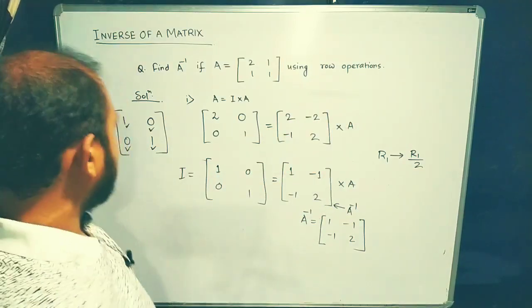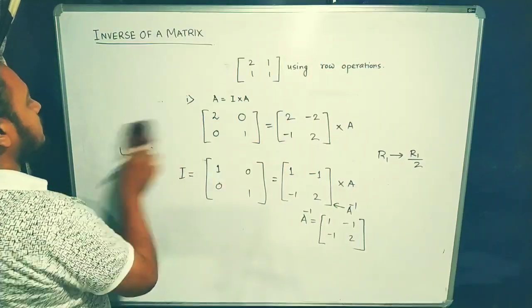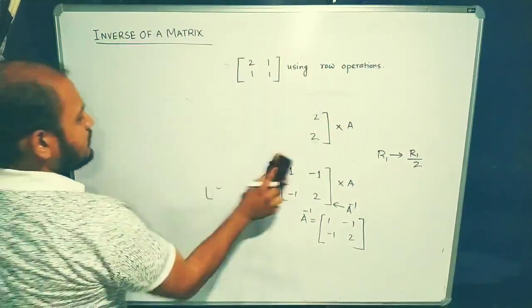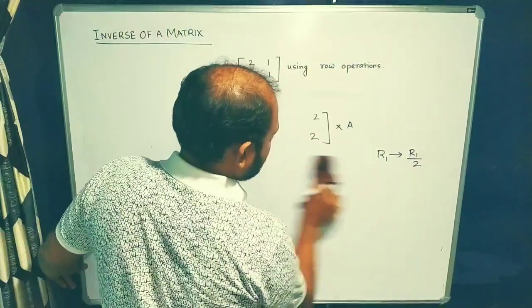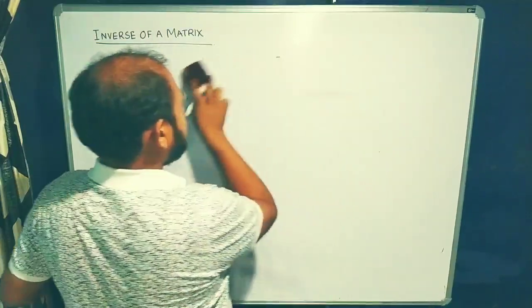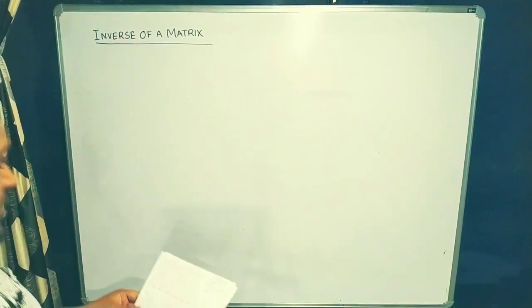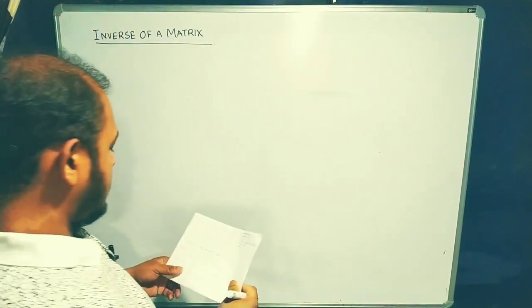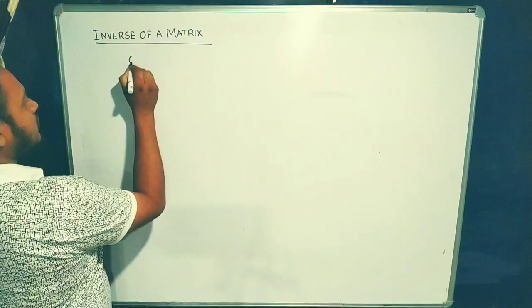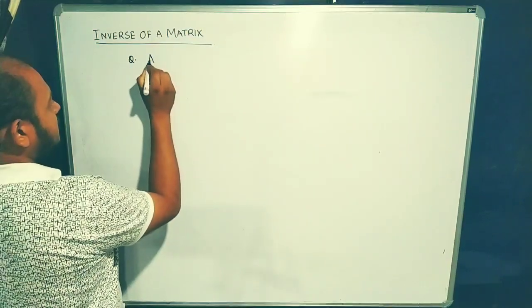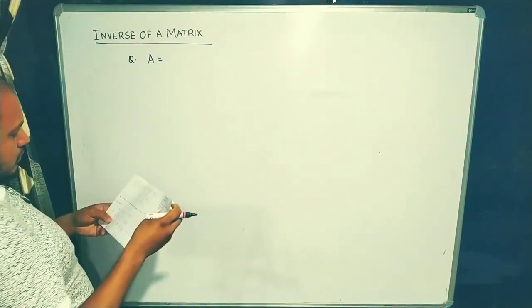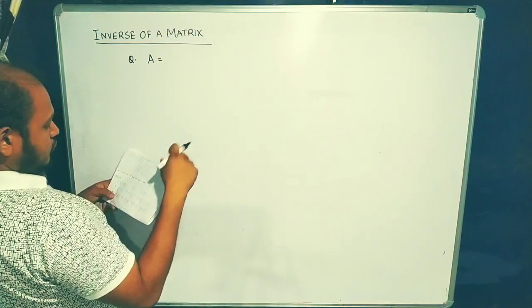Let us try another example. Watch this video again and again and try to practice as many examples as possible, because this is quite complex and very easy to get lost. Okay, now let us have another matrix. A is equal to, for example, 2 1 7 4.